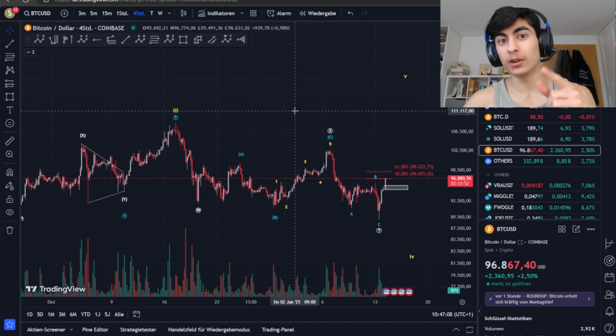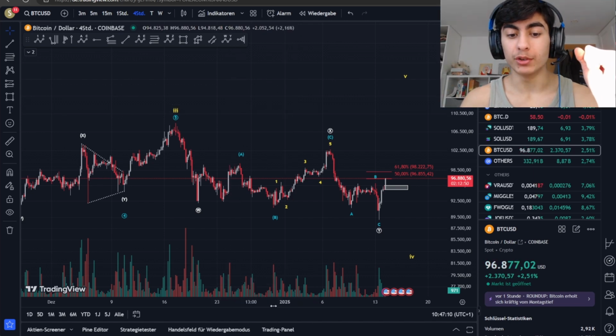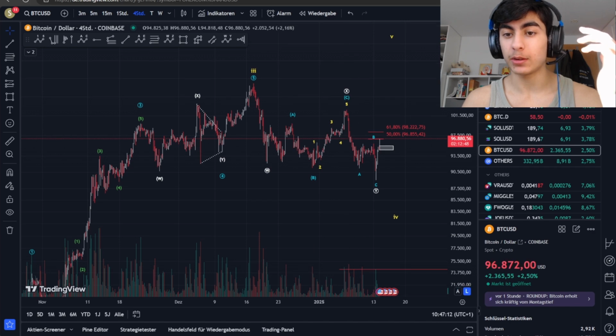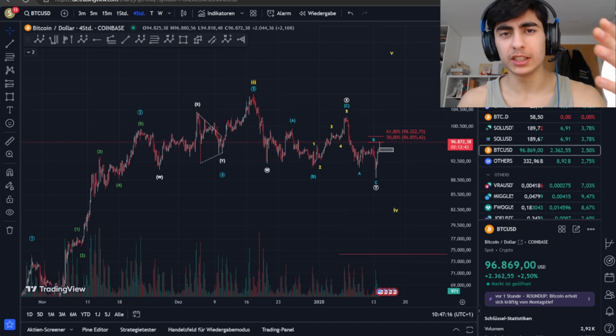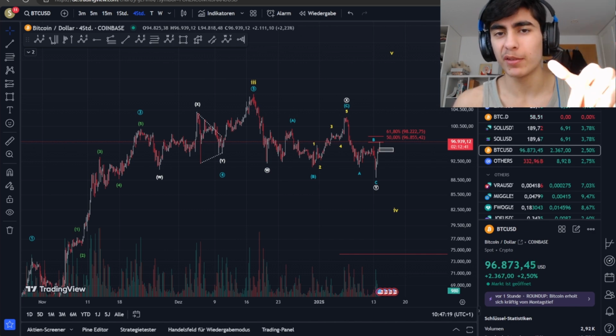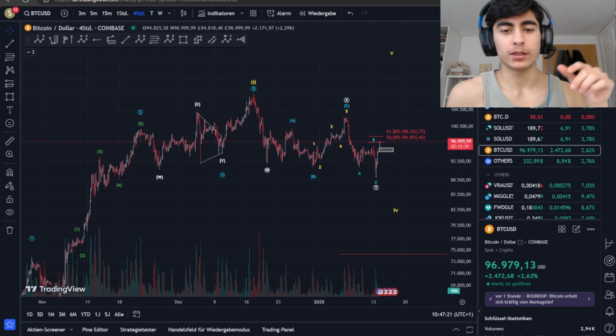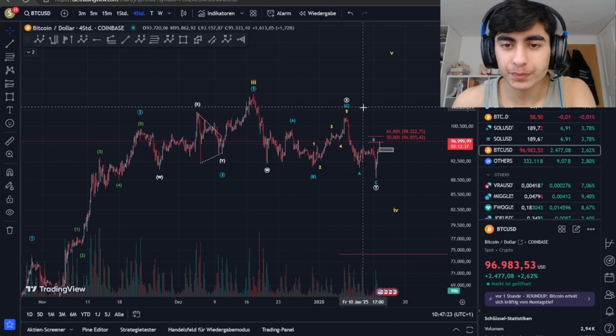Okay guys, today for Bitcoin, I have an important update for you since yesterday happened a quite nice retracement to the upside. So what is actually going on here? I have my scenarios for you. I'm going to show you them as always. So let's dive right in.